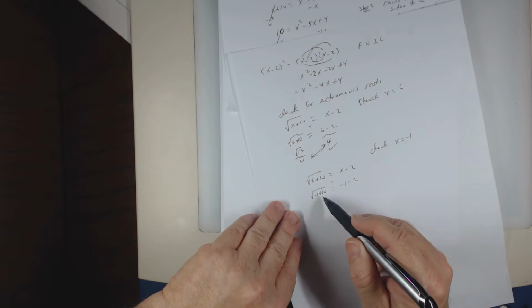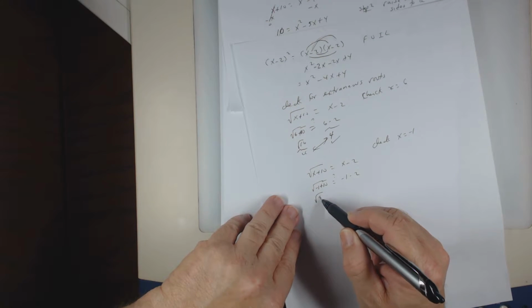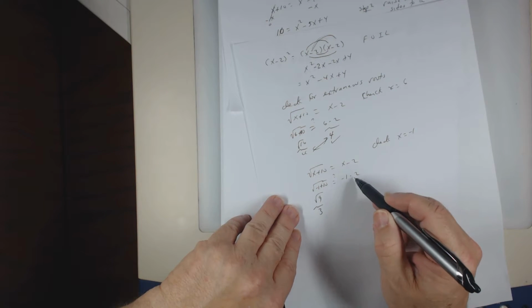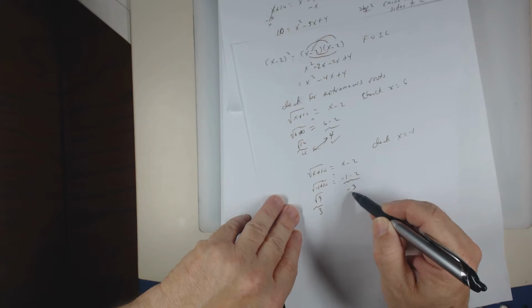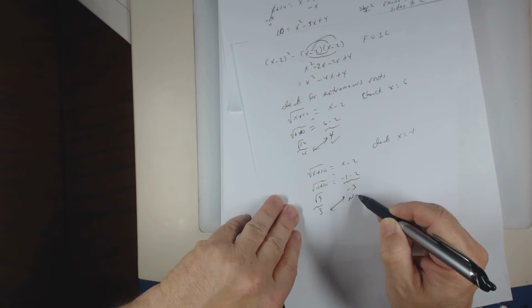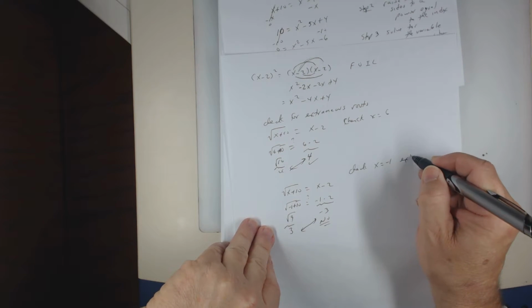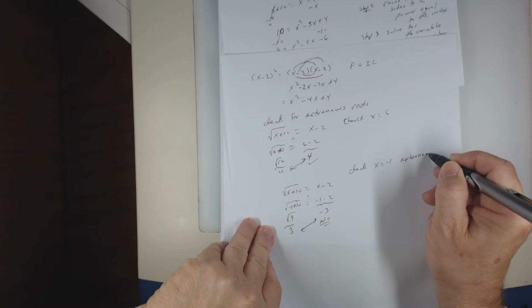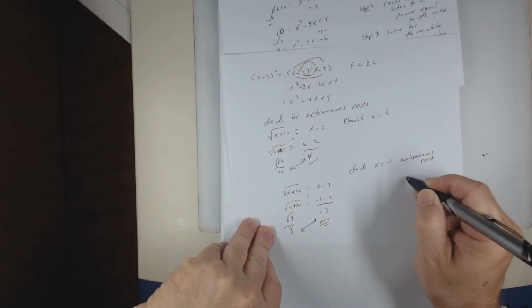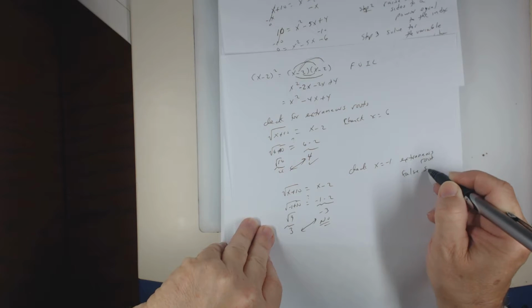What's -1 plus 10? What's the square root of 9? Okay. What's -1 minus 2? Are those equal? No, not equal. So x equal -1 is an extraneous root. So it's a false solution.